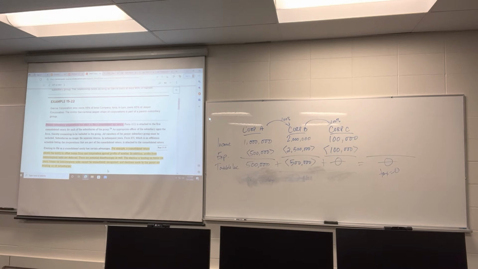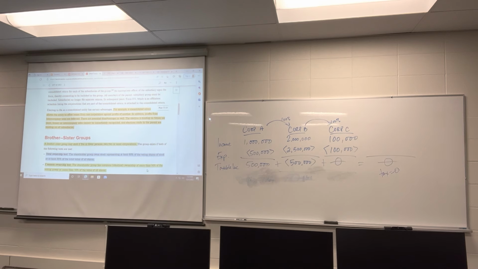So if the companies are doing business with each other and there are any losses on those transactions, they can't record them currently. Any elections made by the parent are then binding on all subsidiaries. So if the parent company decides they want to do something a particular way, all of the subsidiaries have to do it that way as well.